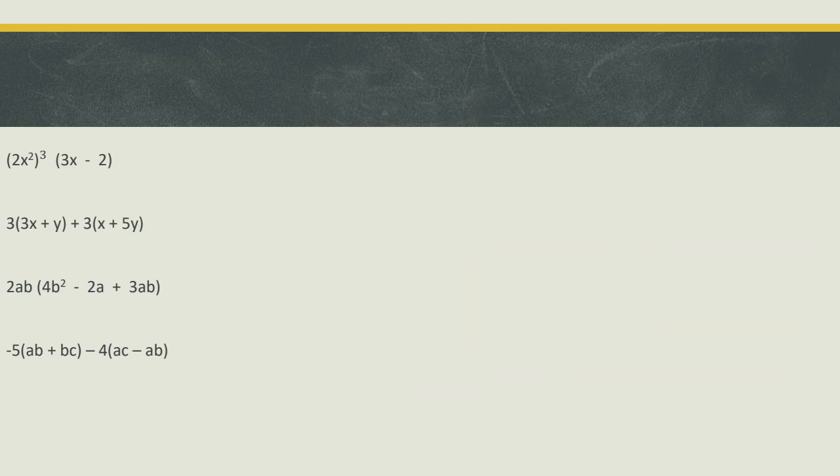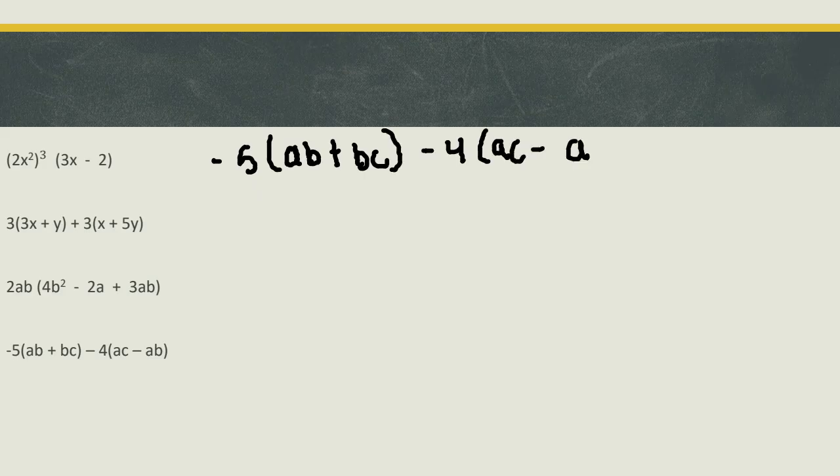So I have −5(ab + bc) − 4(ac − ad). I have two different things that need the distribution property. It's very similar to the second one we did, but this gets brought through the brackets and this gets brought through its brackets. I'm not going to write each arrow out and I'm not going to write each bracket out, for the sake of your sanity, and hopefully by now it's clicked.